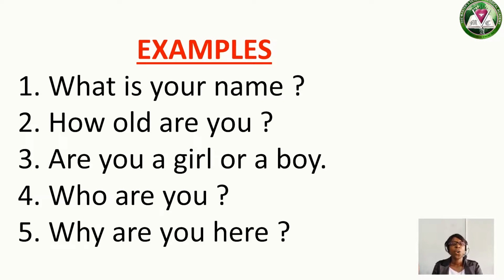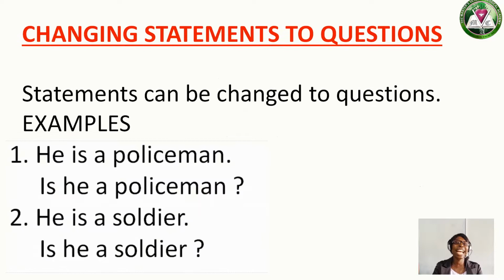Number 4, who are you? At the end of that question, there is a question mark. 5, why are you here? Chioma, why are you here? This is a question. And because it's a question, we must end it with a question mark. All right. Now let's go to the next thing we have.